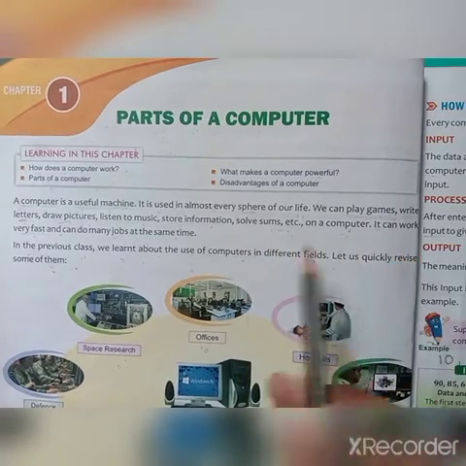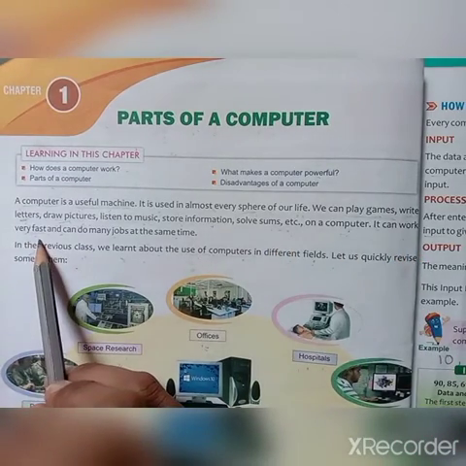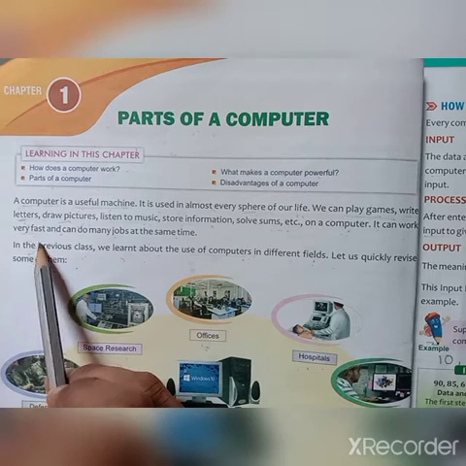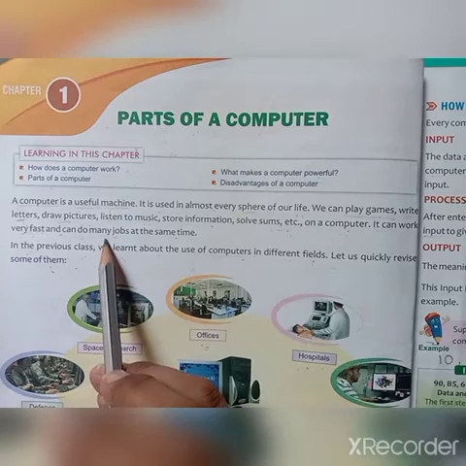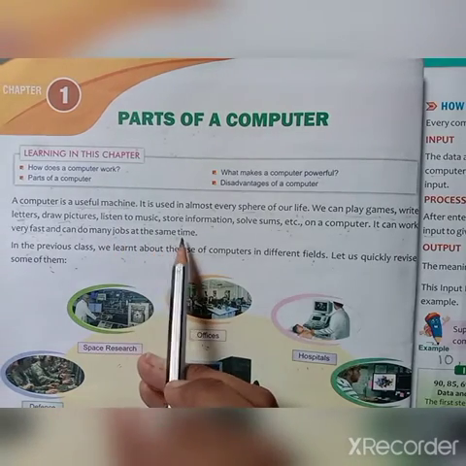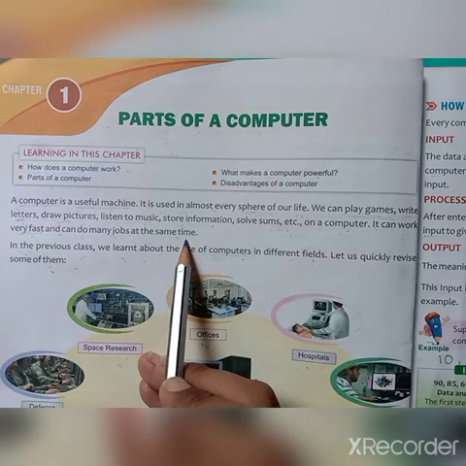It can work very fast. A computer works very fast compared to a human and can do many jobs at the same time. A computer can do many jobs at a time, but a human can't.